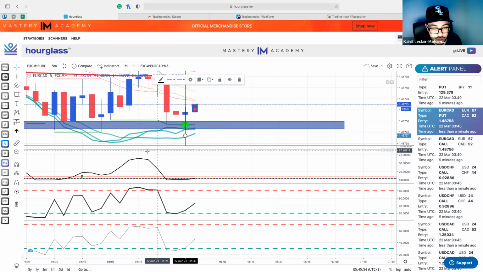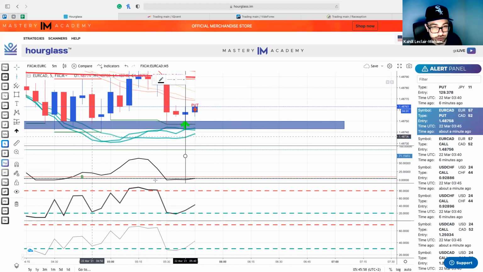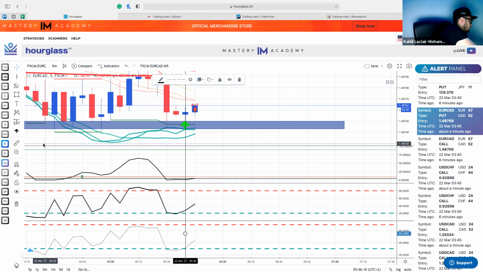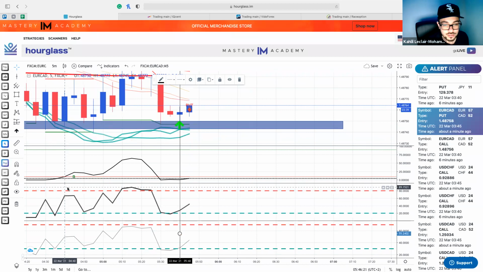Are we oversold? Type a yes in the chat if we're oversold. Okay, yes, yes, yes. Somebody says we're not oversold. Okay, awesome. I just want to make sure everybody's paying attention.